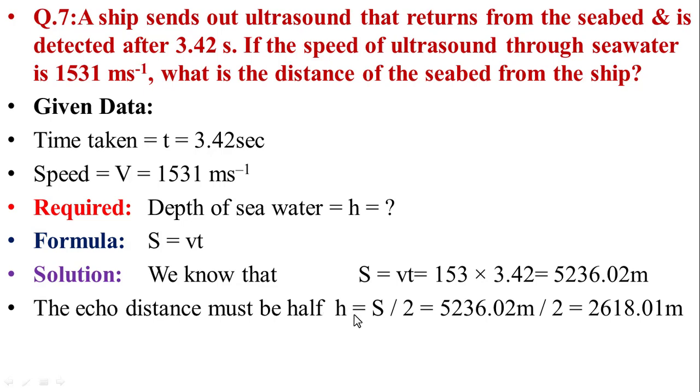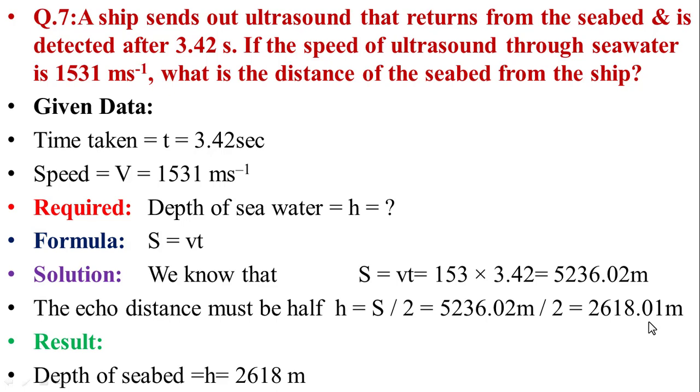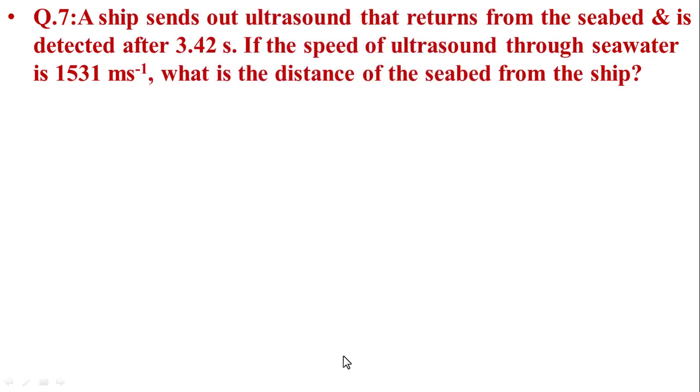We know that the echo distance must be half. So H is equal to S upon 2 is equal to 5236.02 divided by 2 is equal to 2618.01 meters. Now, the result of this question, the depth of seabed H, is equal to 2618 meters.